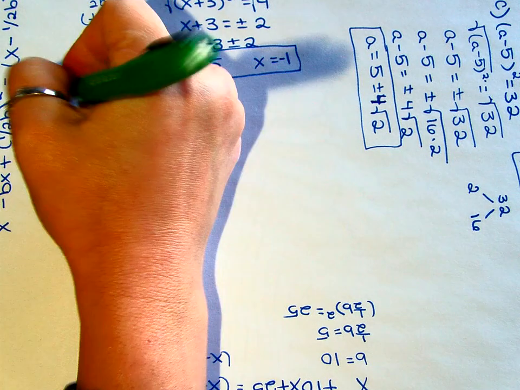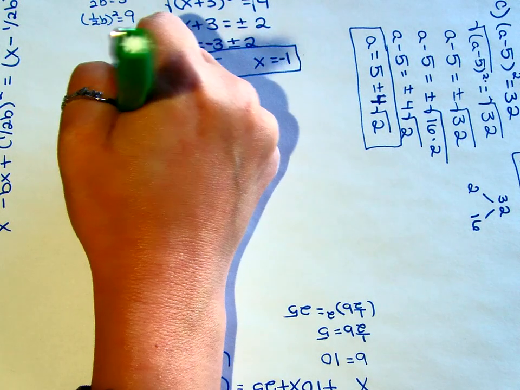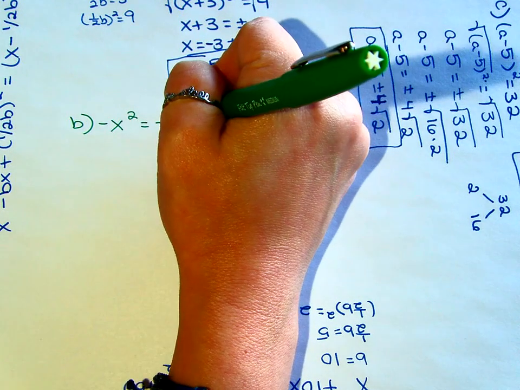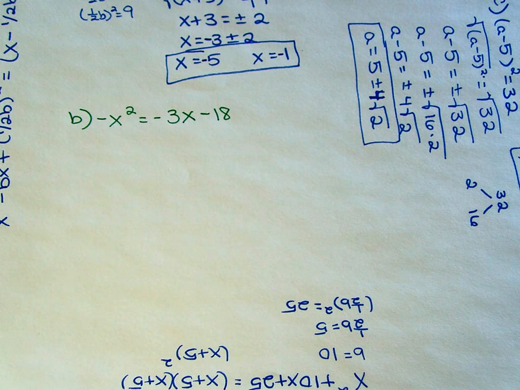All right, B. -x squared equals -3x minus 18. The first thing I noticed about this problem is I have my equations all over the place. I have part of it on the left and part of it on the right. I do have a negative in front of my x squared, which is something I would need to resolve before I could actually do my completing the square steps.